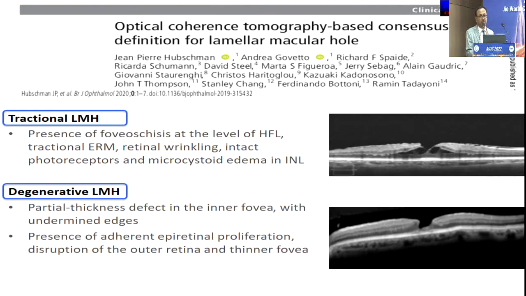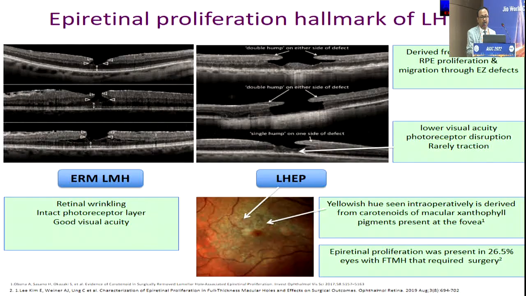The first component is the tractional lamellar macular hole, where we have a typical ERM, and the degenerative lamellar macular hole, where you have some photoreceptor abnormality. Also, if you see in the lower picture, we have a degenerative lamellar macular hole, where there is a presence of adherent epiretinal proliferation. It's very difficult to distinguish the membrane from the ILM.